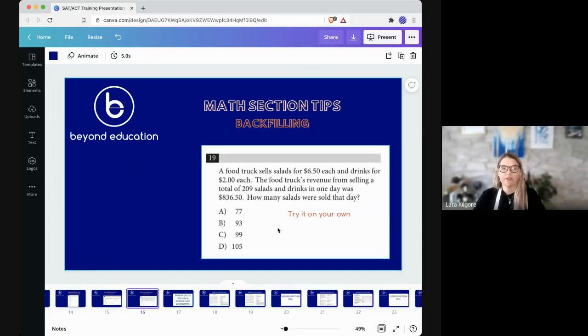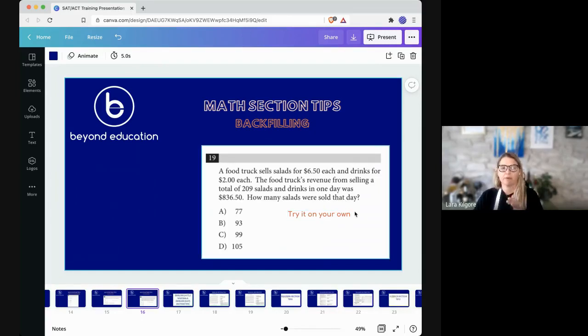So this is another one. So a food truck sells salads for $6.50 each and drinks for $2 each. The food truck's revenue from selling a total of 209 salads and drinks in one day was $836.50. How many salads were sold that day?